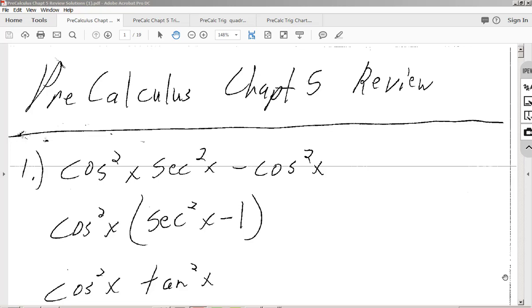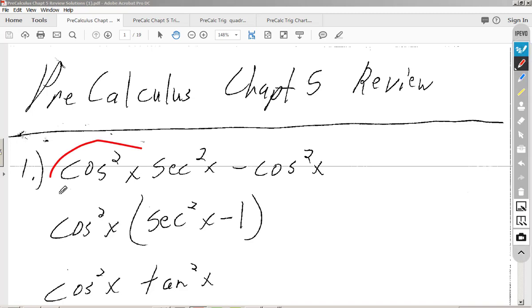Okay, as we look at our first problem on our Chapter 5 review, number 1 says factor the expression and use the fundamental identities to simplify. So we've got the cosine squared of x, secant squared of x minus the cosine squared of x. So our very first step here is we want to go ahead and factor it. You're going to notice we do have a common cosine squared of x in both of our terms here. So I'm going to go ahead and factor that out.